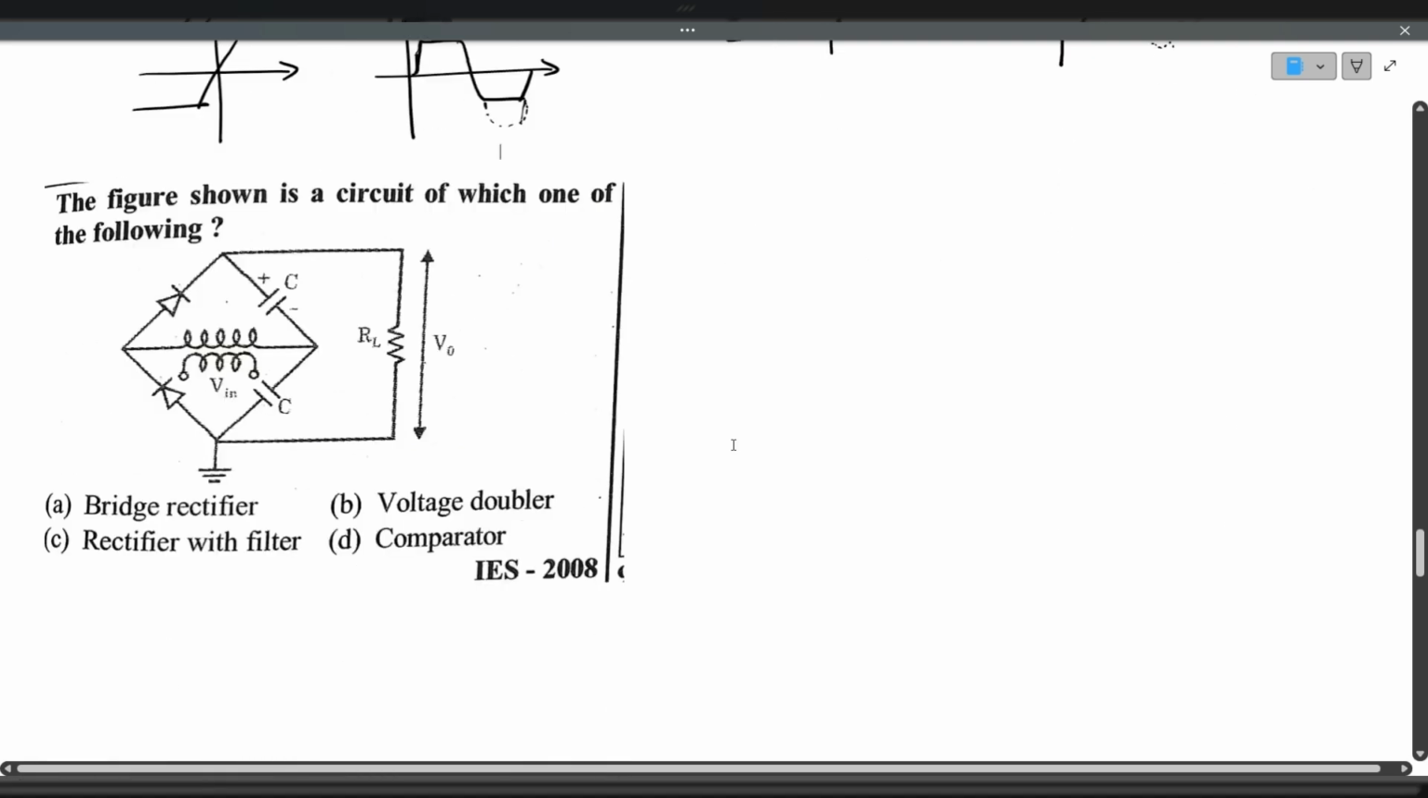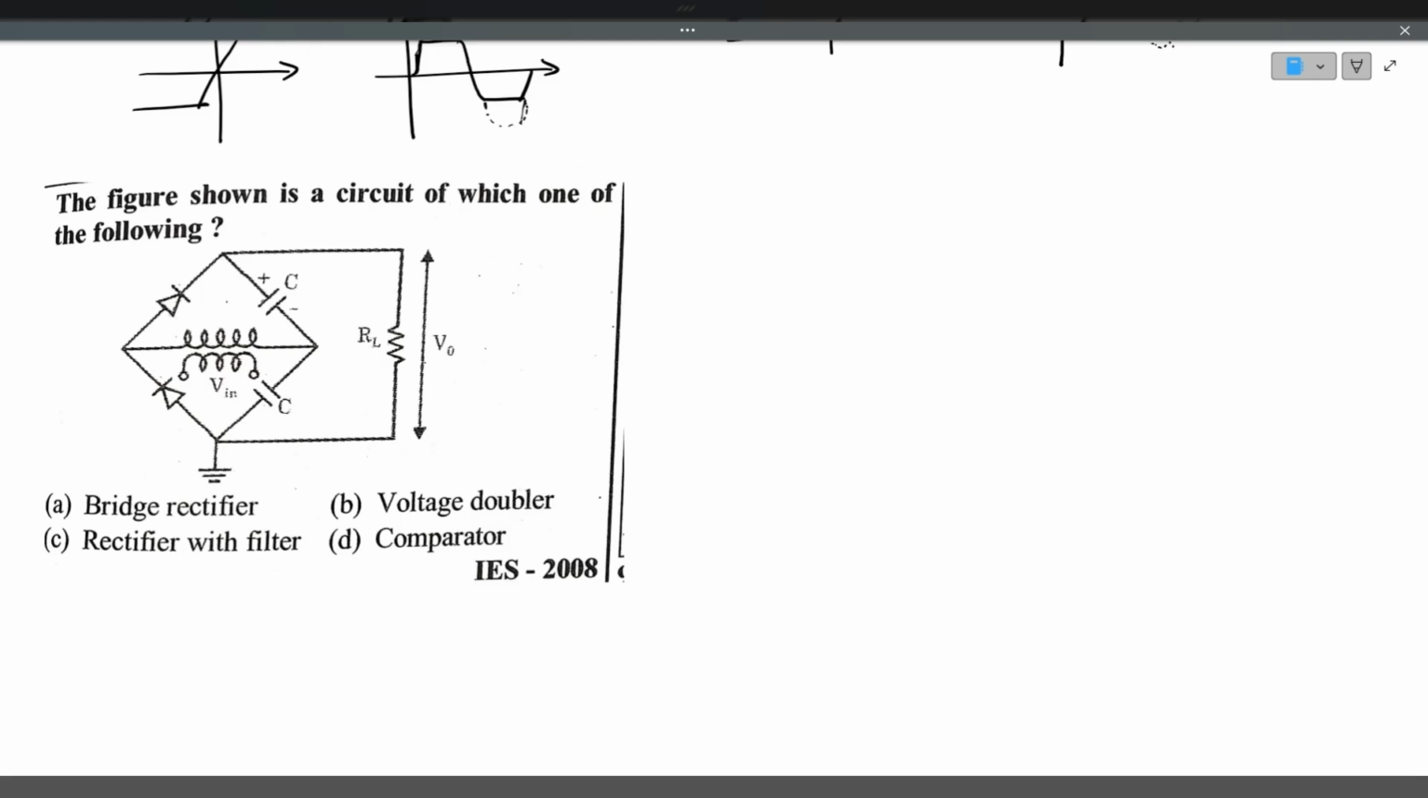The figure shown is a circuit of which one of the following? See, obviously, when two diodes and two capacitors are involved, it must be a voltage doubler. So this is a voltage doubler circuit. We have seen in yesterday's class also, if two diodes and two capacitors are involved, it is a voltage doubler. And here the output is taken across two capacitors. So it is a full wave voltage doubler. If output is taken across a single capacitor, it is a half wave voltage doubler.